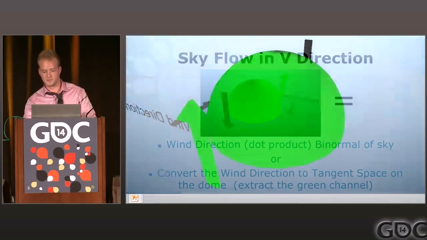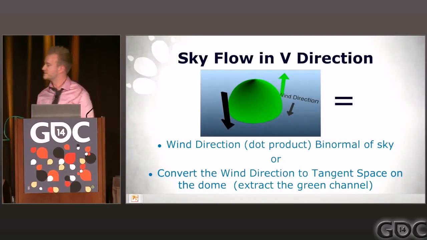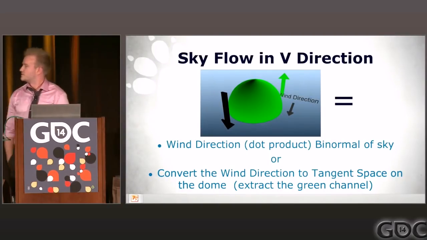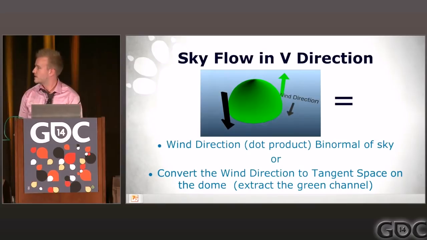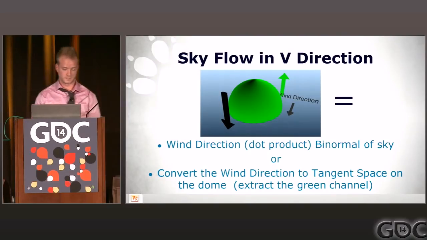If you're curious how to get this mathematically, it's really, really simple. If we just take the wind direction and take the dot product of the wind direction against the binormal of the sky, we get this gradient perfectly. Another way to think about it is if you convert the wind direction to tangent space and then extract the green channel, this is what you get.